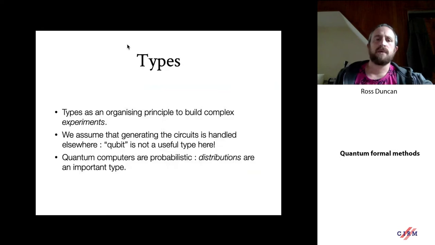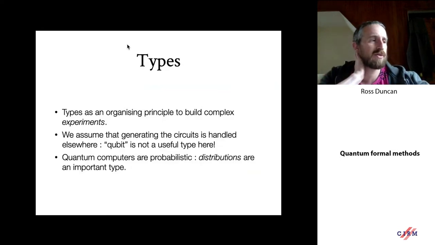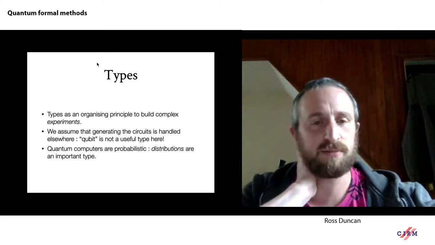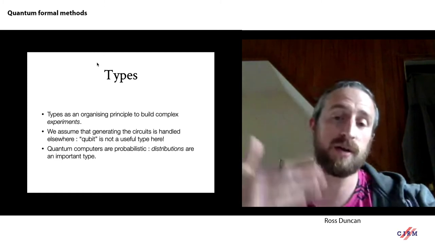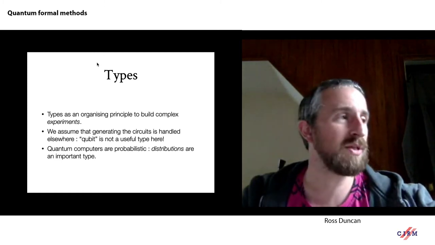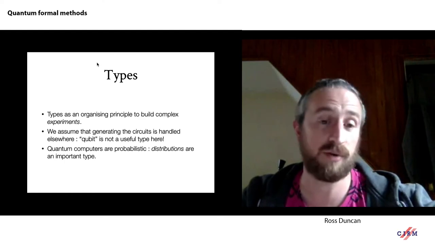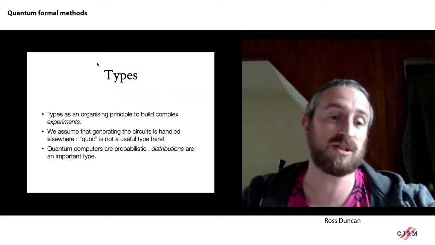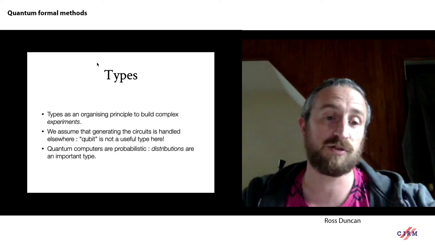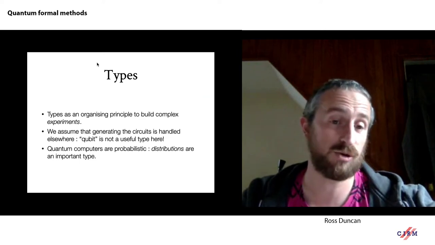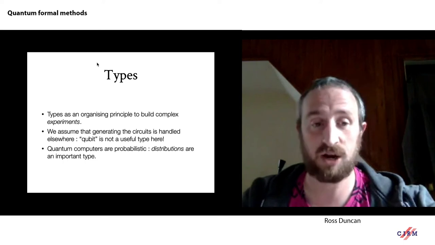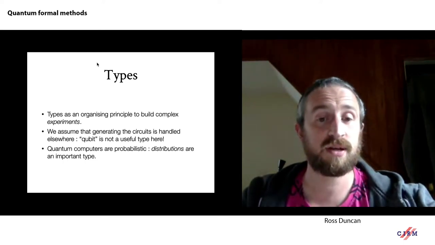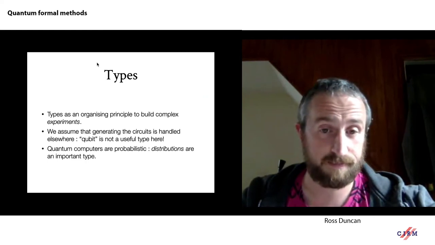So what I mean, when I'm talking about types here, I'm talking about things at the level we just talked about. So experiments which are made out of many circuits which are being evaluated. Some of them could be in parallel, some of them are requiring information from other circuits. So we're not really thinking too much about how the circuits are generated. So at this level of discussion, qubits are not really a useful type. It's really just a measure of whether your circuit will fit in your computer at all, rather than we're generating circuits here. On the other hand, distributions will be a very important type.